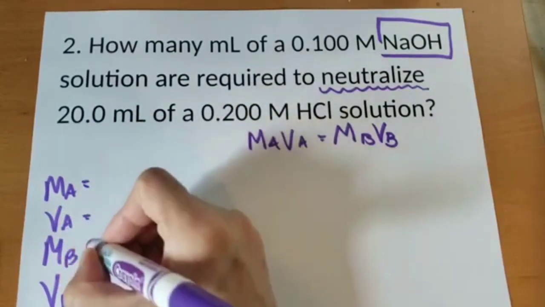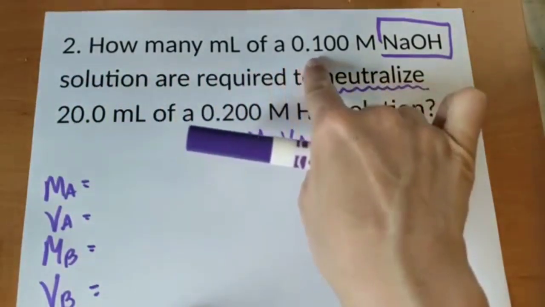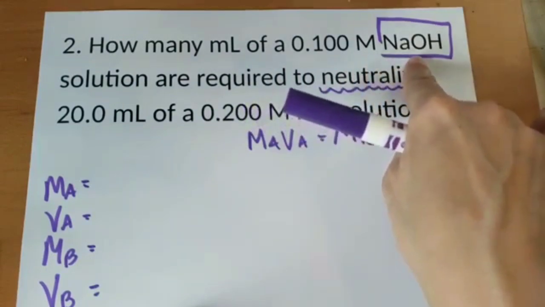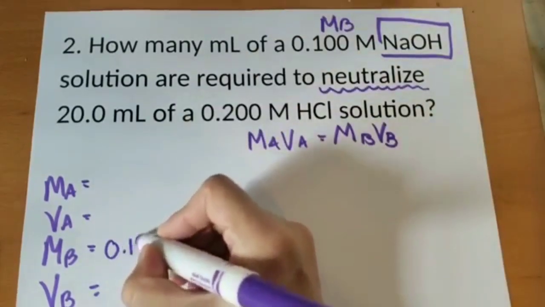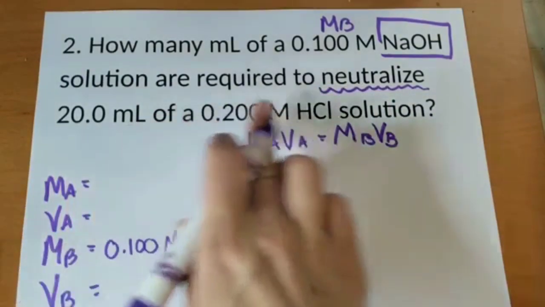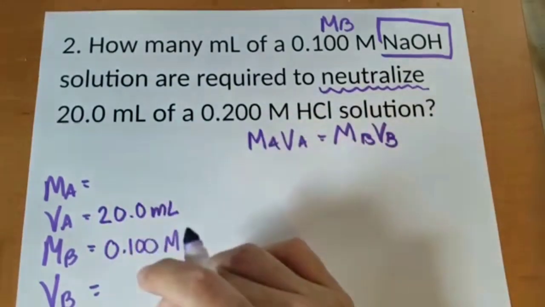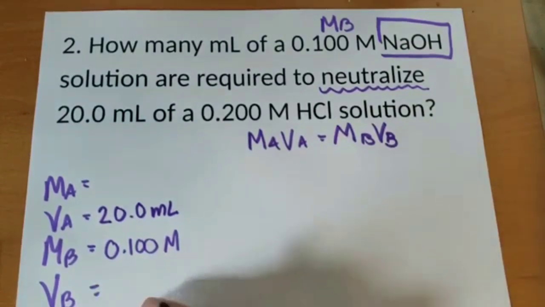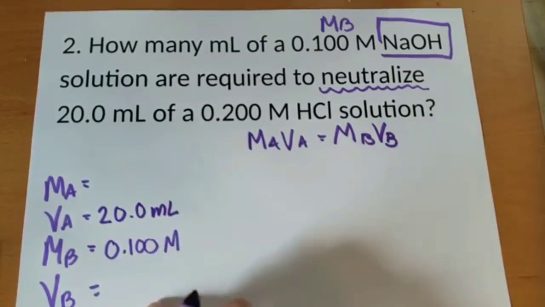And I'll read through the equation again to see if I can identify the variables. How many milliliters of a 0.100 molar sodium hydroxide? So this is the molarity of the base. And then I have 20 milliliters of an acid. So that is the volume of the acid. For the volume unit here, you can use milliliters or liters as long as both volumes have the same unit. So I know that my base volume will be in milliliters because my acid volume is in milliliters.